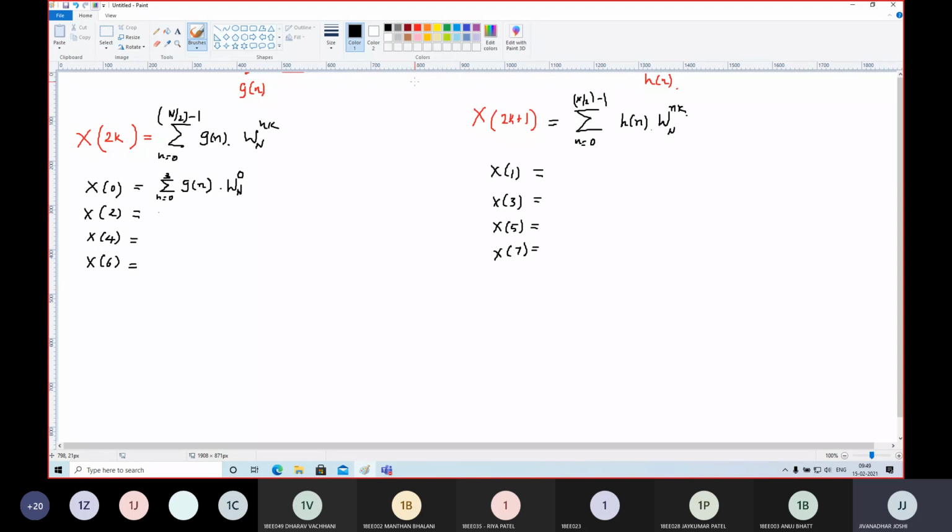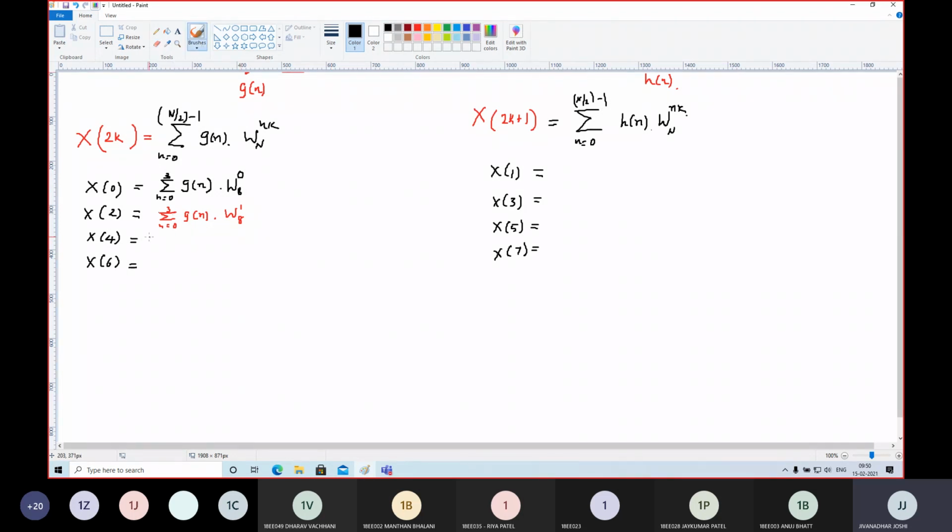Similarly, writing the next term, I have X of 2 equal to how much? Summation n equal to 0 to 3 again, g of n, of course. I cannot replace g of n. That's what I want to emphasize here. That's why I am writing down all the equations. Otherwise, no necessity, right? Instead of N, can I write down 8 directly? Yes, of course, because N is fixed. W8 raised to 1. Similarly, 2n, writing for this, W8 raised to 0.